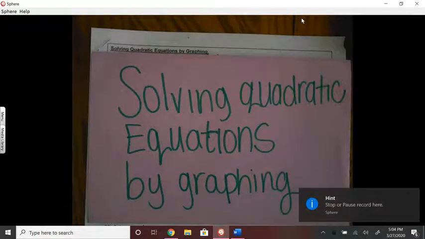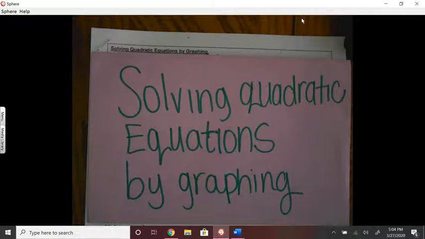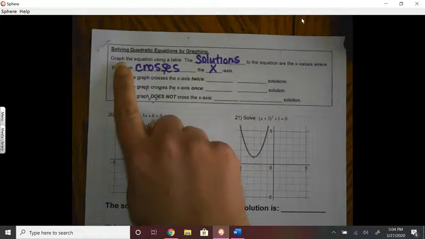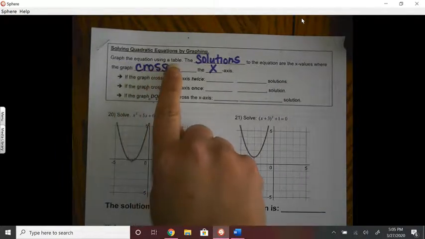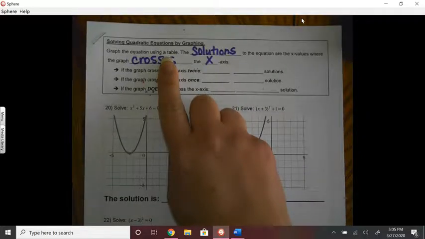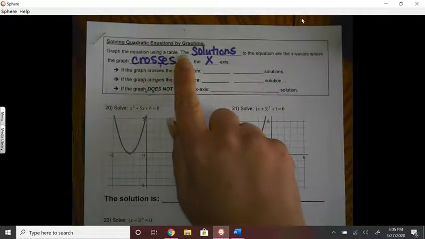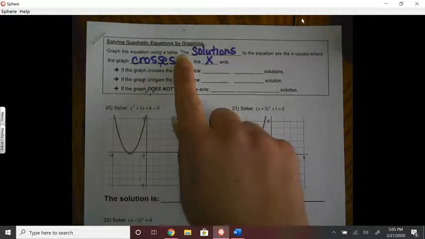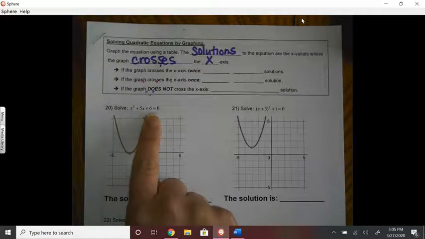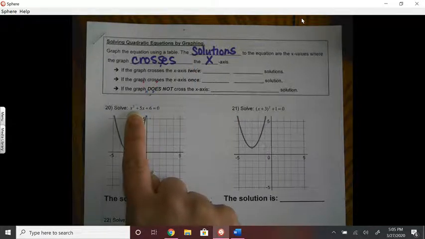This video is going to talk about how you can solve quadratic equations by graphing. So when you graph an equation using a table, in this class since we're not allowed to use a graphing calculator, but most Math 150 teachers, when you get into 150, they'll allow you to use a graphing calculator. So if you had to solve an equation like this one, for instance, we would put it into our graphing calculator, hit graph, and then we'd have a graph of our parabola.